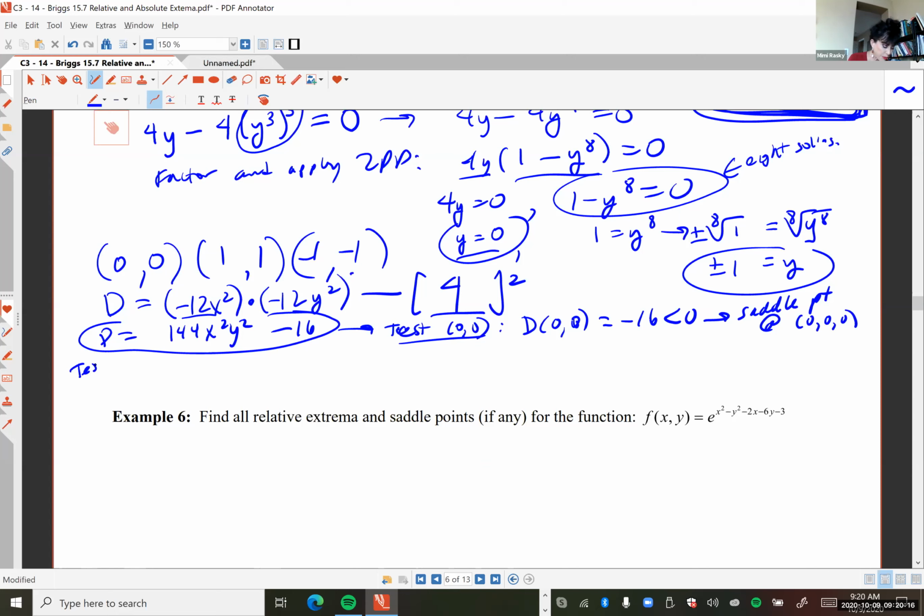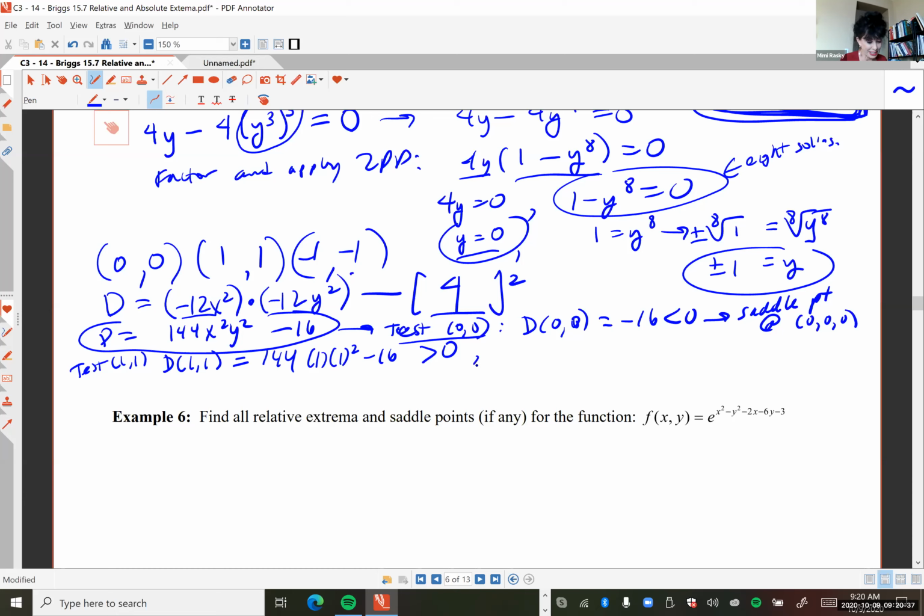Okay, what about the point (1, 1)? What happens when you evaluate D at (1, 1)? Well, you're going to get 144 minus 16. I don't even care what the number is. I'm not even going to whip out the calculator, people. I'm lazy. I think we all can agree that's some positive number. That's all we care about. We want to care about the sign.